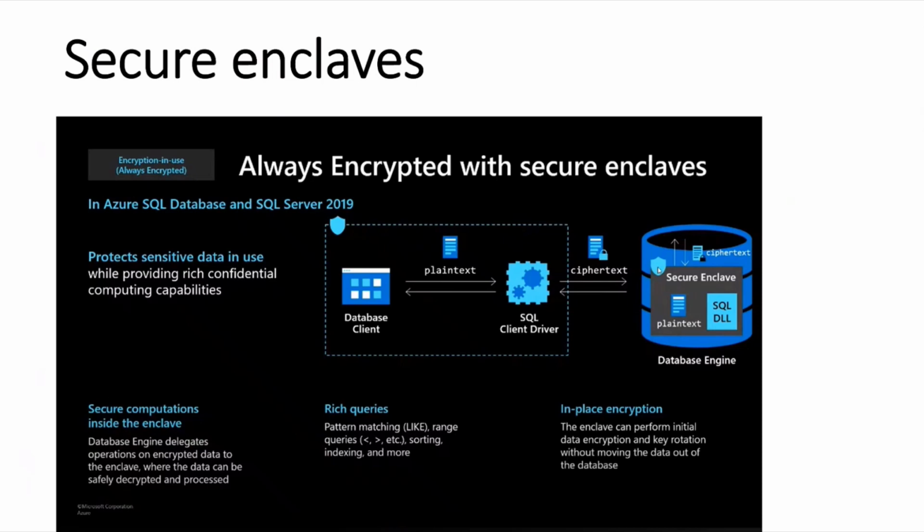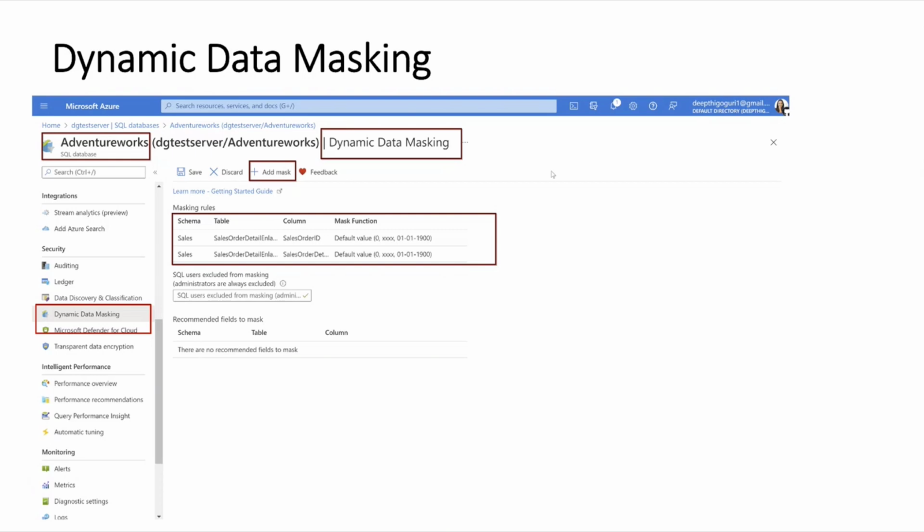By using the data enclave, meaning there is this separate system that will make sure the data is always encrypted while our queries are being processed. So the database engine delegates the operations on encrypted data to the enclave where the data can be safely decrypted and processed. So this enclave is mainly useful for the queries where you use the complex operators, for example, the sorting, indexing, and more. So that's the technology.